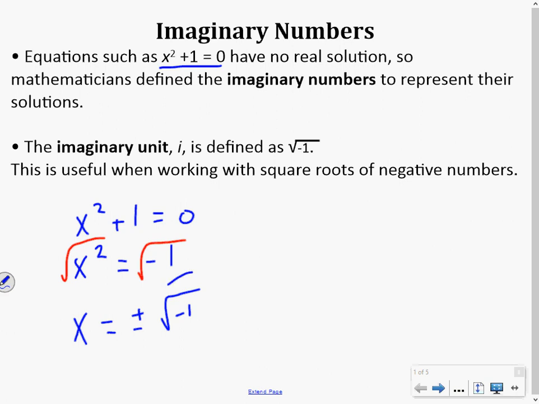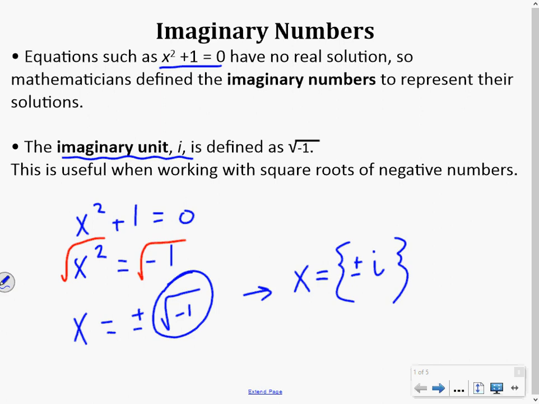So what mathematicians decided was, since this comes up, we're going to actually define the square root of -1 as the imaginary unit i. So what that allows us to do is continue to solve equations like this that we wouldn't be able to solve otherwise. So the solution to this equation actually ends up being x equals plus or minus i. Okay, so it's useful when we're working with square roots of negative numbers. It allows us to continue solving things that would otherwise be unsolvable.